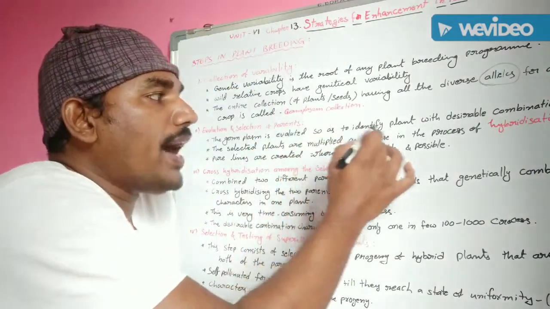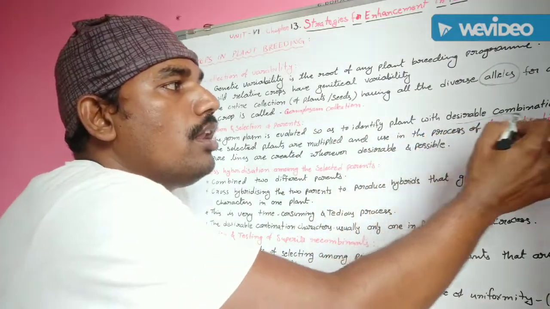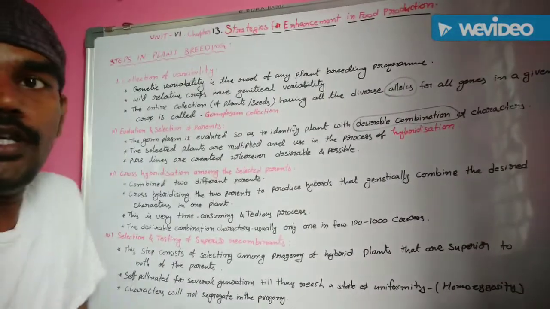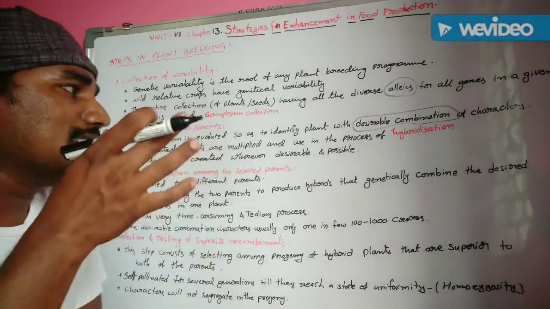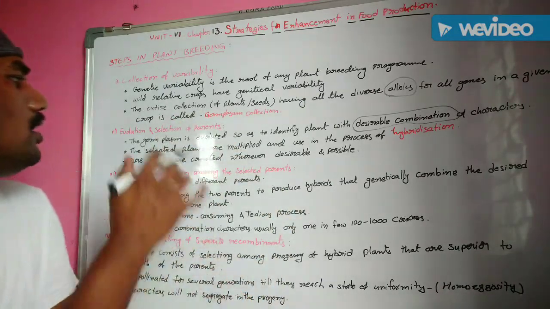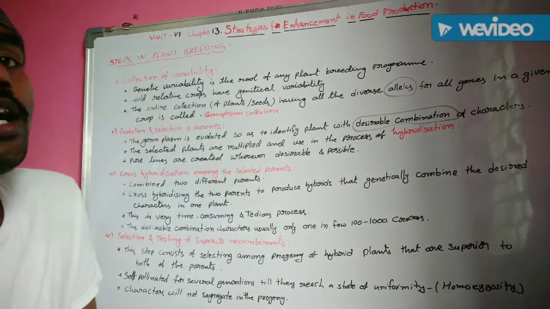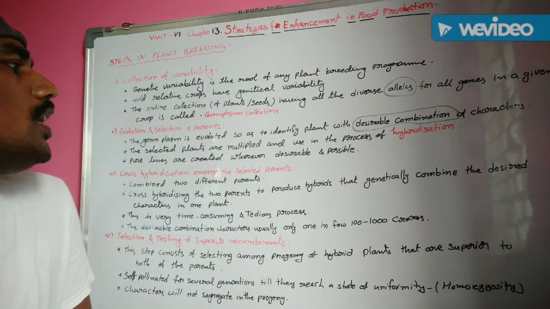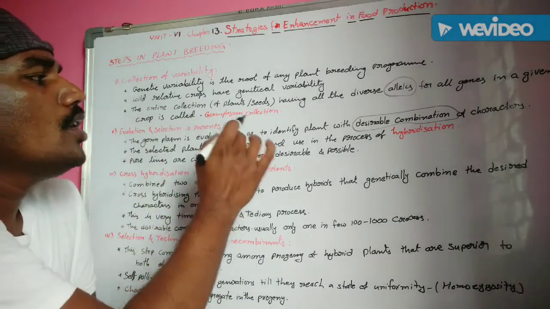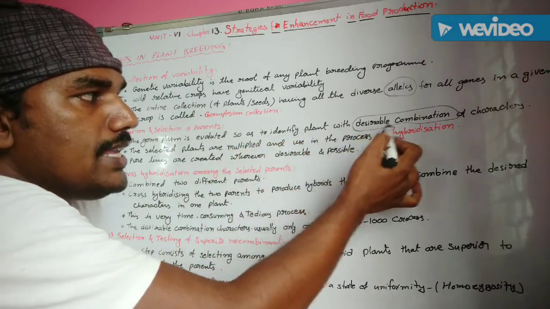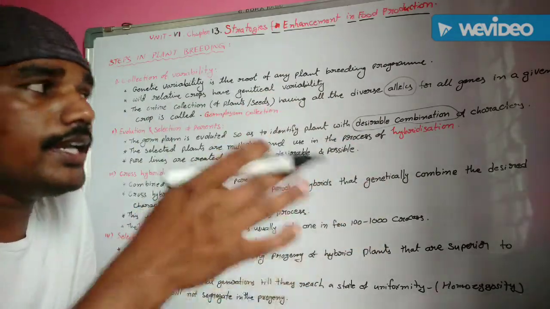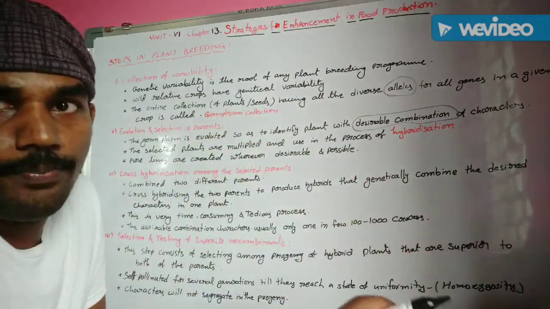The germplasm is evaluated so as to identify the plants with a desirable combination of characters. The plants containing the desirable combination are selected. First of all, evaluation and selection of parents: the germplasm is evaluated to identify the plant with the wanted combination of characters, the parental plants containing the wanted characters.